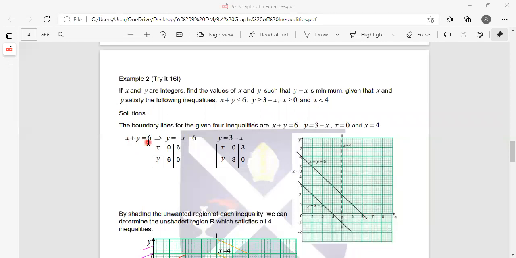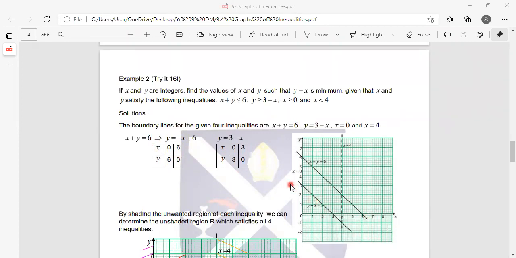Okay, so x plus y equal to 6, making y the subject. Choose some random values of x and find the corresponding y. Similarly, y equal to 3 minus x, y is already the subject. Choose a few values of x, find the corresponding y, and draw the lines out. Plot the points, draw the lines out. It's not necessary that you follow the same points. You can choose any points to draw the lines.